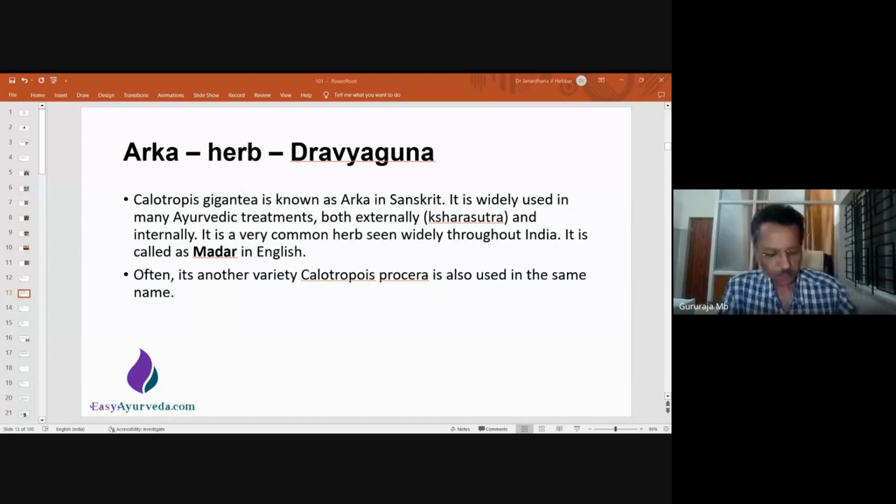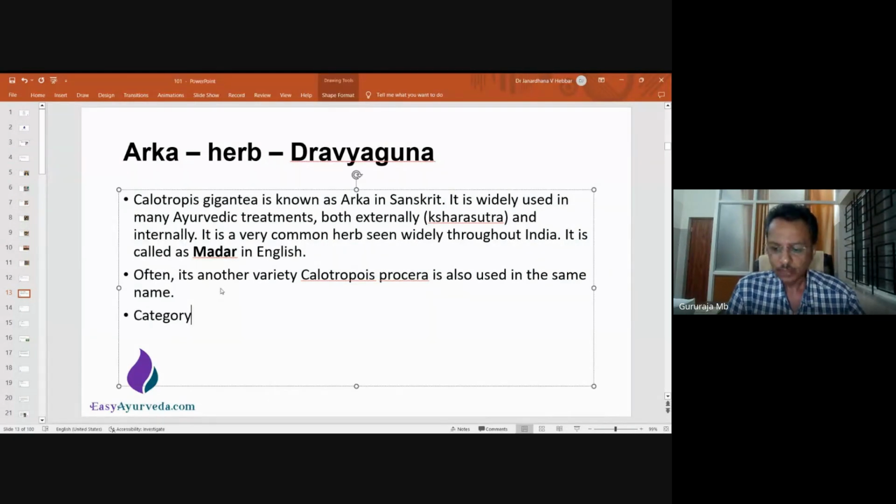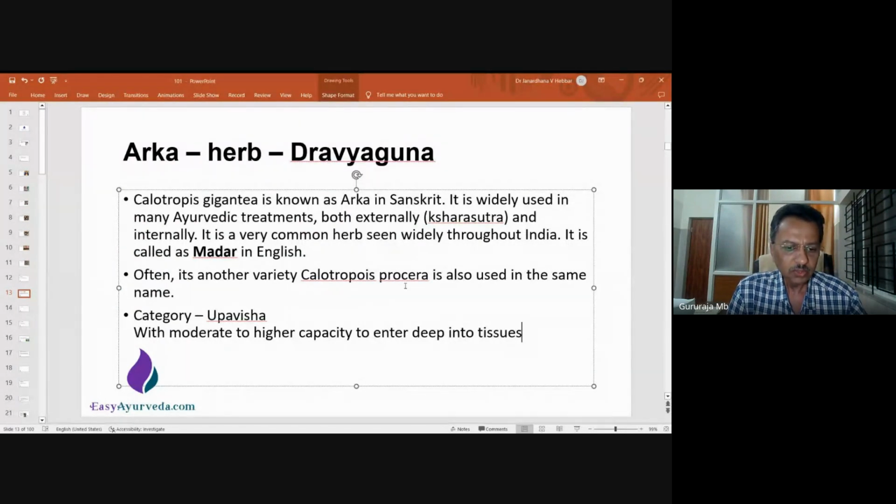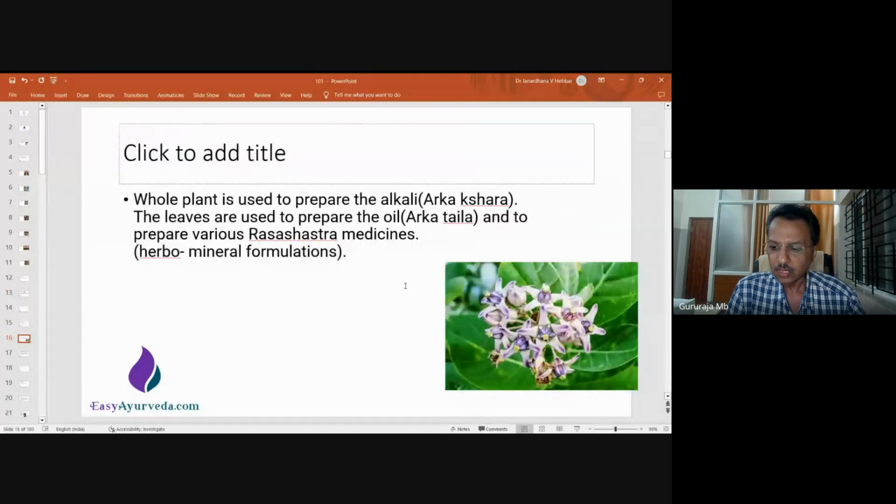So definitely, this Arka is one of the Upavisha, which we keep in Ayurveda as two distinct categories of drugs, which have a moderate to higher range of penetrating capacity to enter deep into the tissues. And this entire plant, Arka, is used in various formats. The entire plant is used for making ksheera. Even the flowers are used, even the seeds, even the root, and even the latex is used. So this is a very typical type of drug and a very useful one.